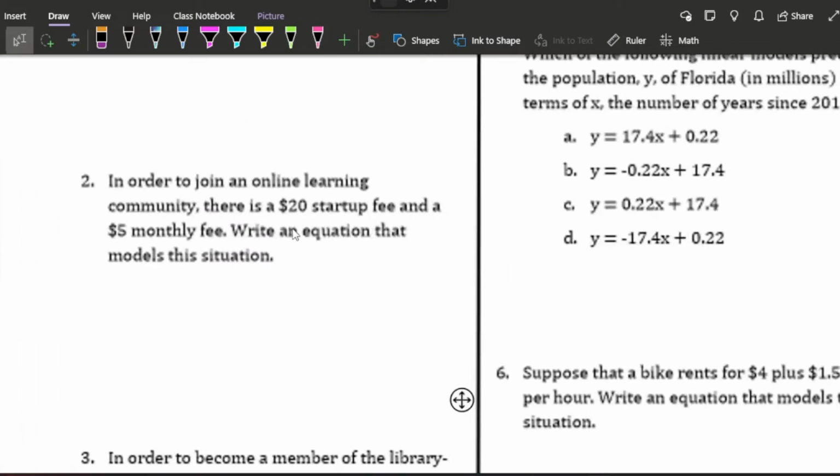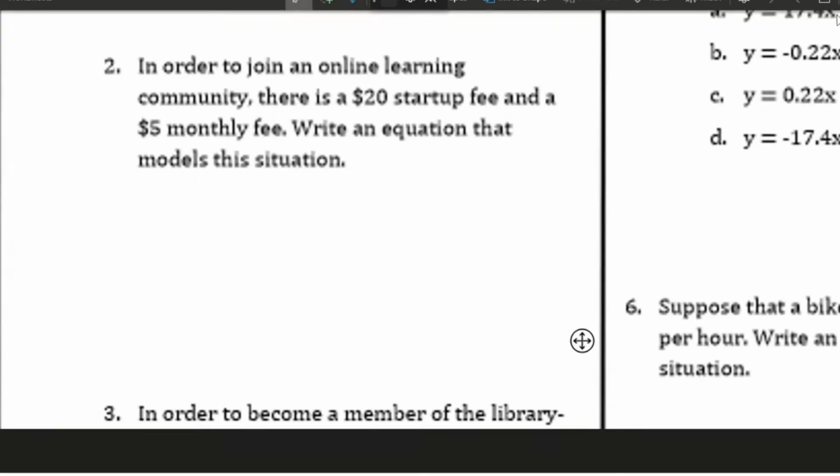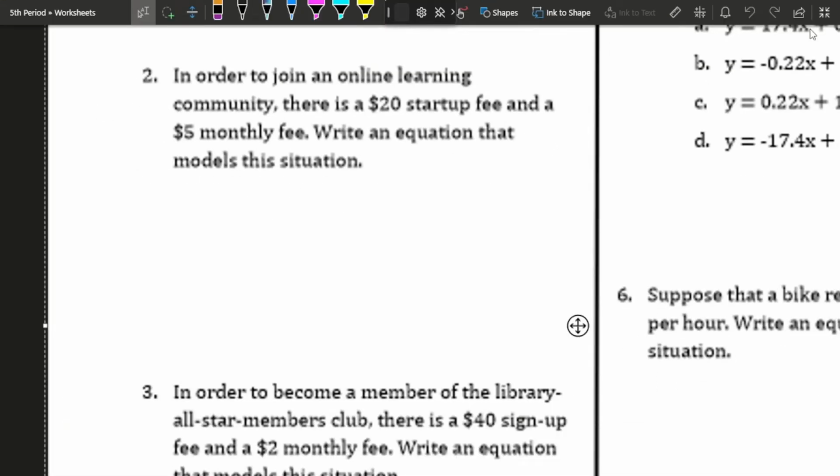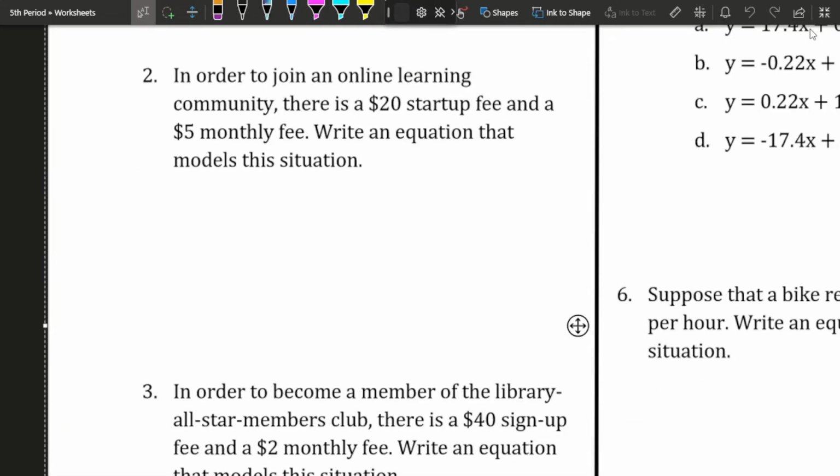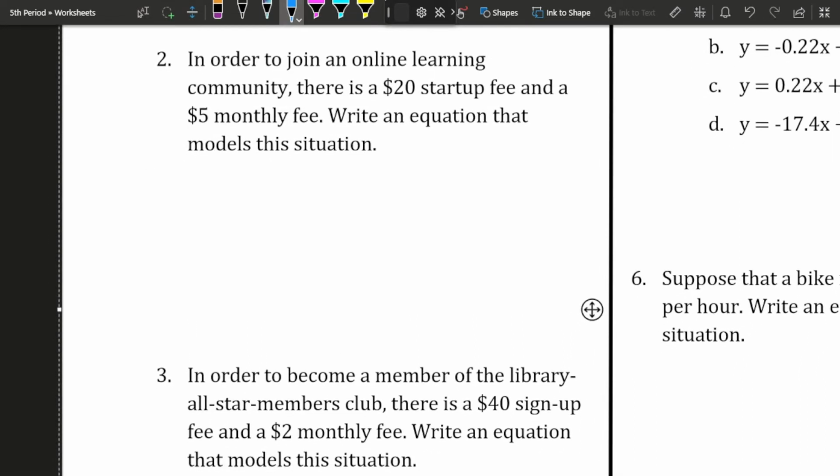So for example, I have a word problem right here that says number 2. In order to join an online learning community, there is a $20 startup fee and a $5 monthly fee. We're gonna write an equation that models this situation, okay? So remember, the standard form of the equation is y equals mx plus b. So basically, we are looking for 2 values. We are looking for the value of m, and we're looking for the value of b, okay?